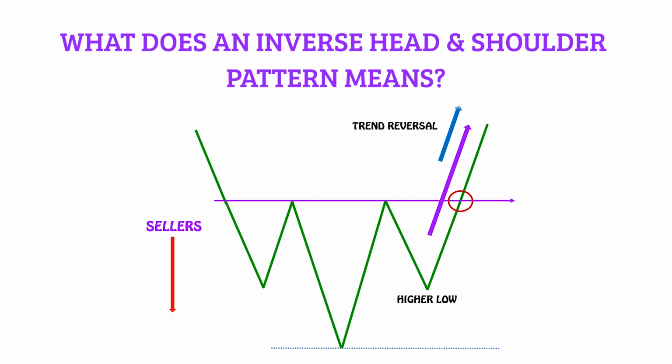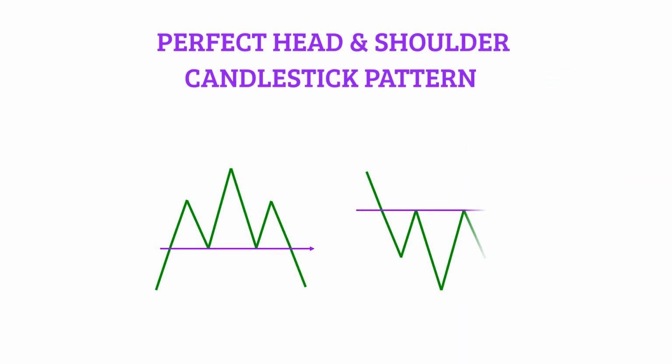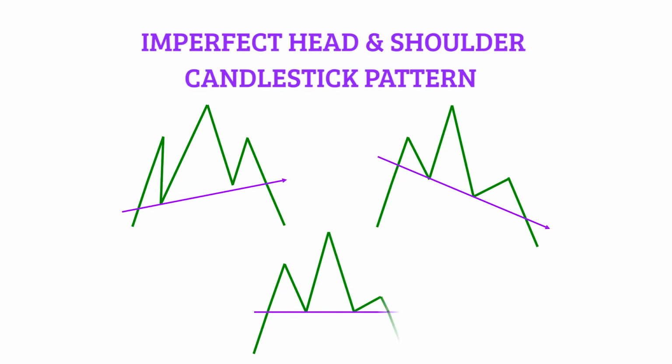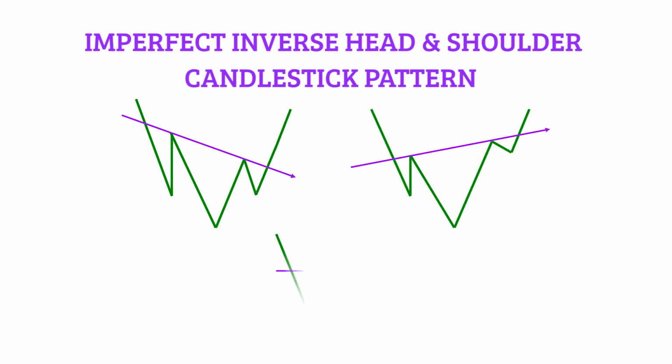What I showed you so far are picture perfect head and shoulder patterns. But they won't look this perfect all the time. They will be more messy and they won't follow the pattern exactly, but they will be similar to the pattern. Here is the list of imperfect head and shoulder patterns and imperfect inverse head and shoulder candlestick patterns. These patterns are still valid.